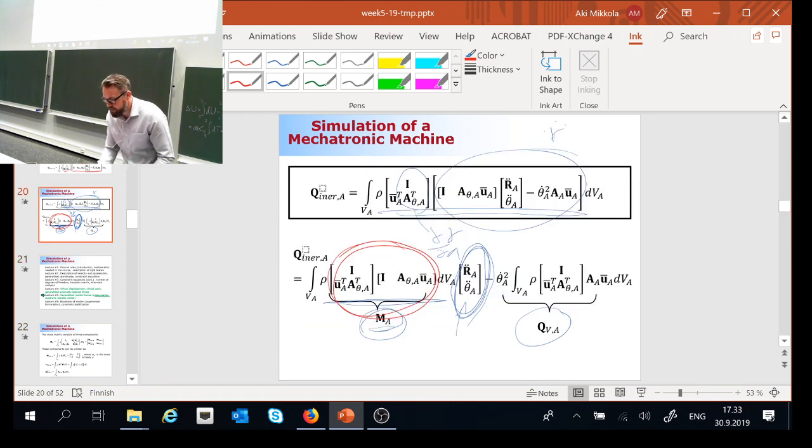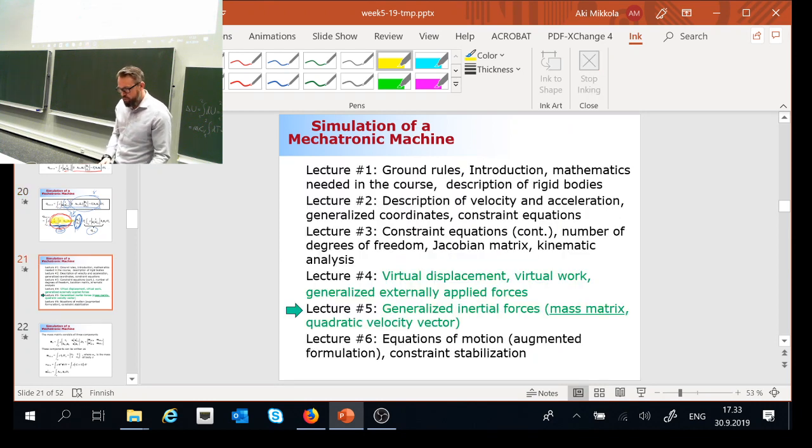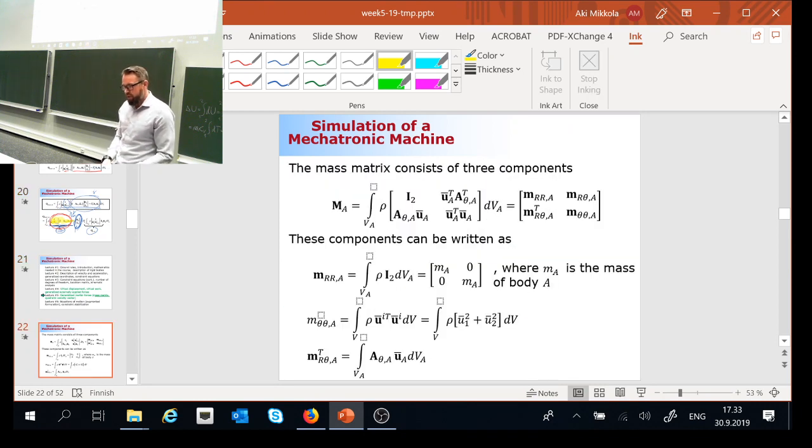Once you do this operation, which is an identity matrix, and this is a vector, you end up having a 3 by 3 mass matrix. How is this 3 by 3 mass matrix? How are the components? Well, they are listed here.